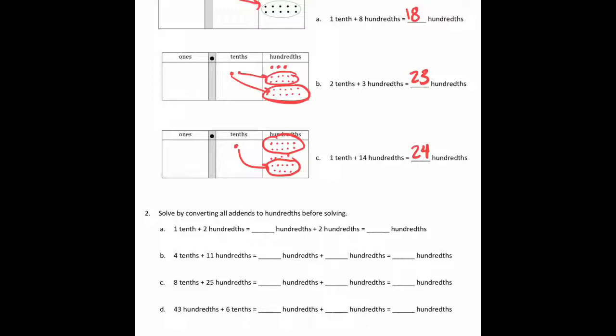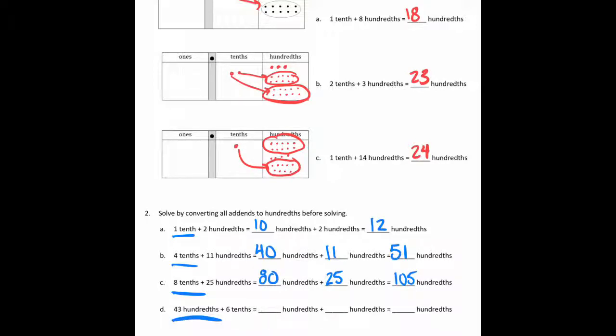So let's look at A, 1/10 plus 2 hundredths. Well, that 1/10 is 10 hundredths plus the 2 hundredths would give you 12. So basically you're converting the tenths to hundredths before you add. 4 tenths would be the same as 40 hundredths, plus that 11 hundredths would give you 51 hundredths. 8 tenths is the same thing as 80 hundredths, plus that 25 hundredths will give you 105 hundredths.